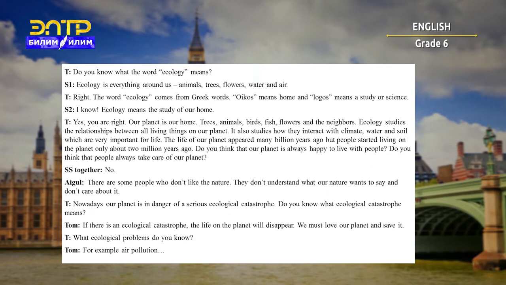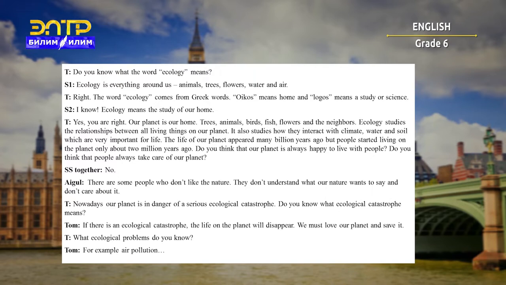The life of our planet appeared many billion years ago, but people started living on the planet only about 2 million years ago. Do you think that our planet is always happy to live with people? Do you think that people always take care of our planet? No! There are some people who don't like the nature. They don't understand what our nature wants to say and don't care about it. Nowadays, our planet is in danger of serious ecological catastrophe. Do you know what ecological catastrophe means? If there is an ecological catastrophe, the life on the planet will disappear. We must love our planet and save it.